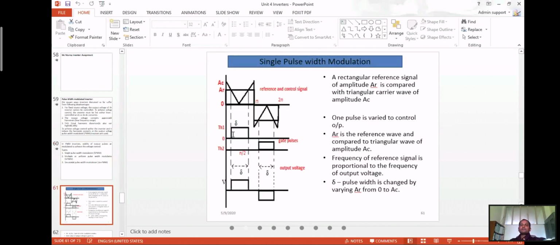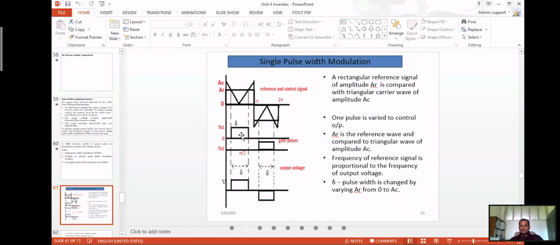In the case of single pulse width modulation, there is a rectangular reference signal, and it's compared with a triangular carrier wave. So the carrier signal is in triangular form, and you have the reference signal in rectangular form. You compare the carrier signal with the reference signal. Only one pulse is valid to control the output. If you see in this diagram, a single pulse is given to the system.